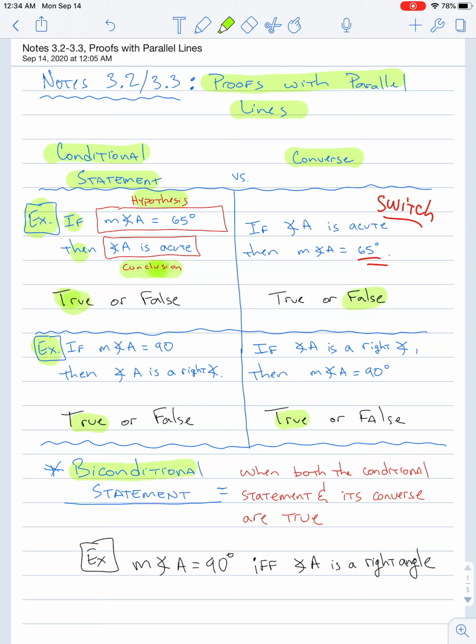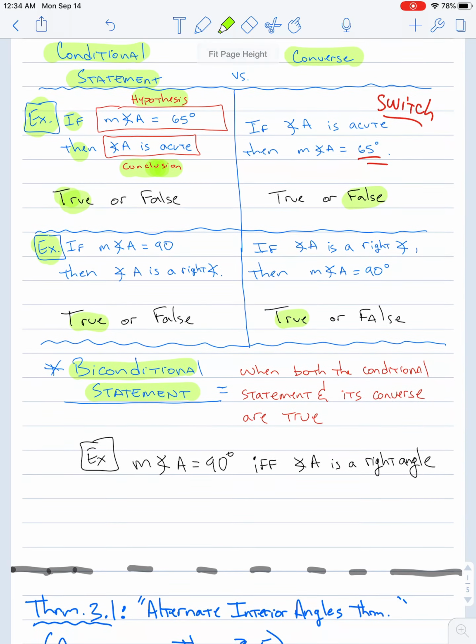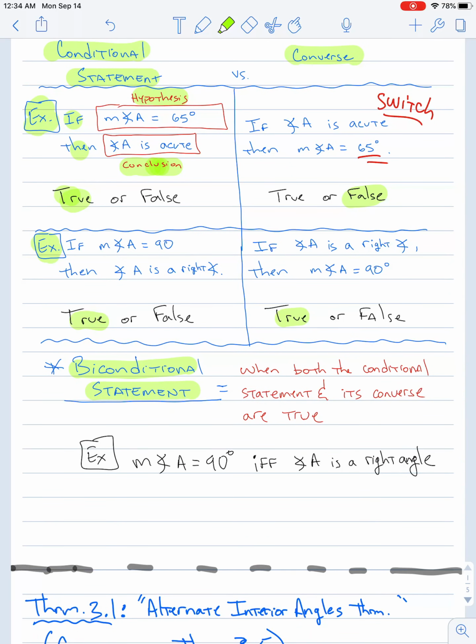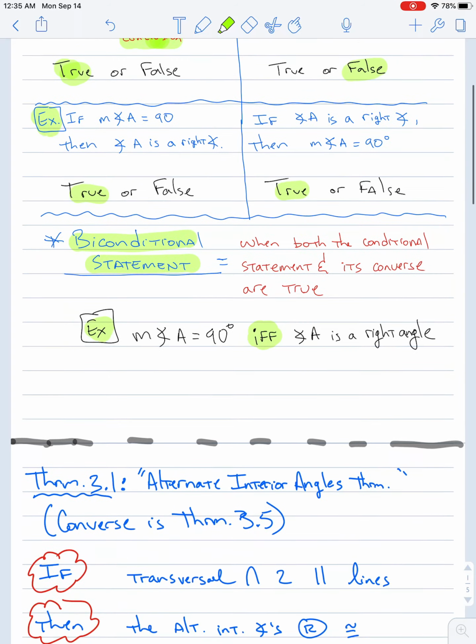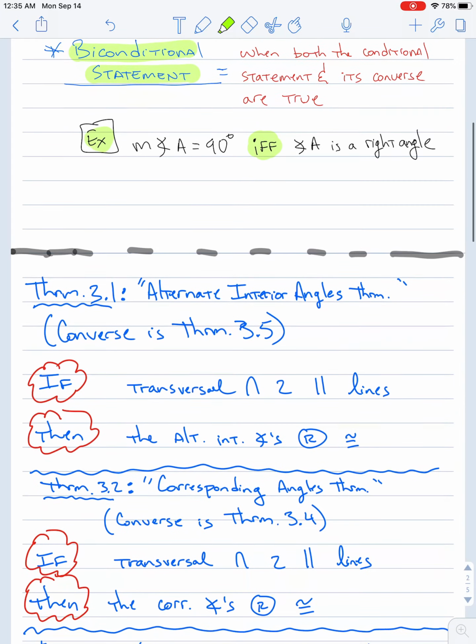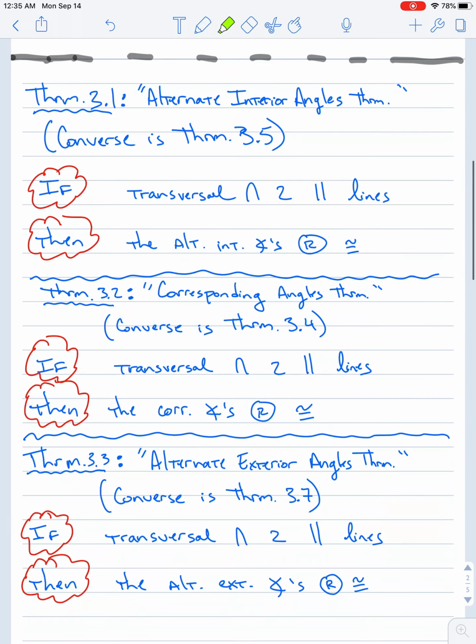Okay, so that's what we call a biconditional statement. This is a good vocabulary term to note. It's when both the conditional statement and its converse are true. Here's an example, right down here. Measure of angle A equals 90 degrees if and only if angle A is a right angle. Okay, so now why did I go over this? Because I'm about to go over several theorems.